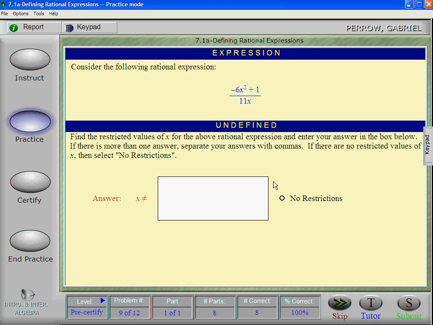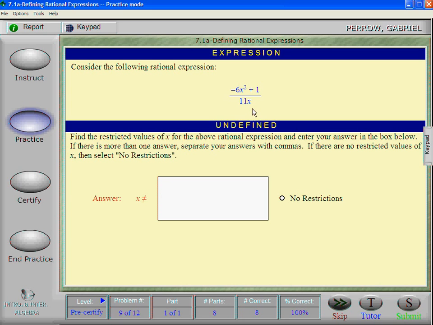Okay, what if it says negative 6x squared plus 1 over 11x? 11x is our focus. What would make that 0? Well, if I set it equal to 0, I'd have 11x equals 0. To get x by itself, it's multiplied with 11. I divide by 11. I get 0 over 11, which is 0. So it kind of makes sense.